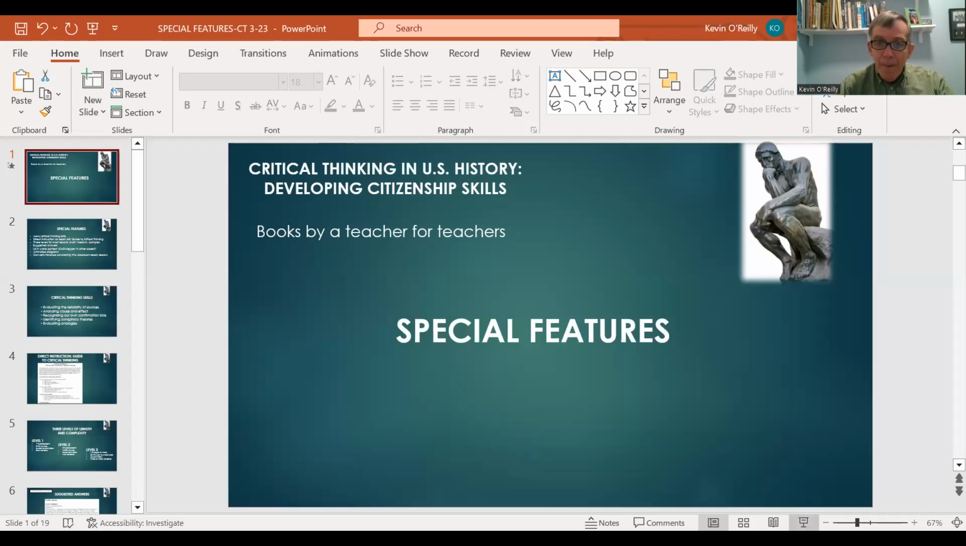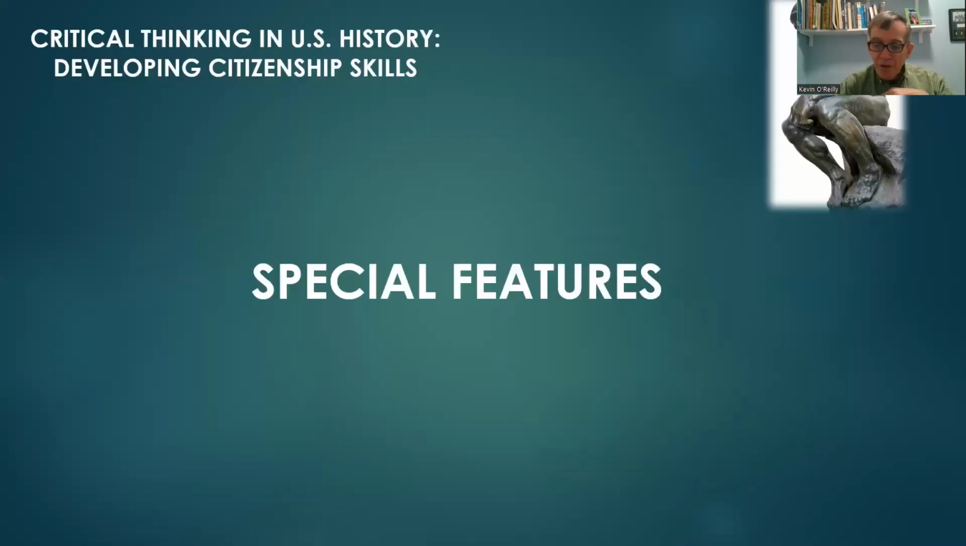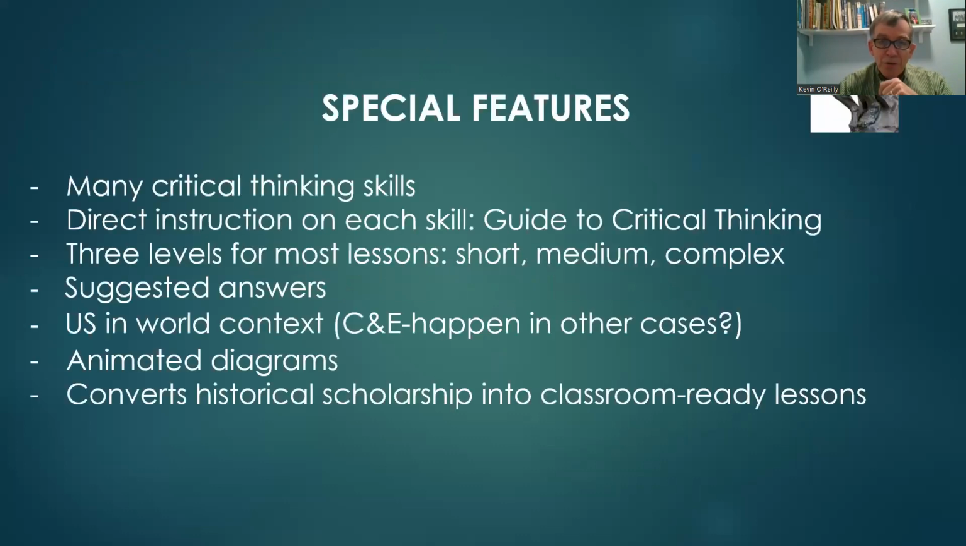Hi, fellow citizens. This video is about the special features in the 16 books on critical thinking in U.S. history. And these are books by a teacher for teachers. So the special features are, there are many critical thinking skills in these books, not limited to just evaluating sources. I'm going to go over each one of these.